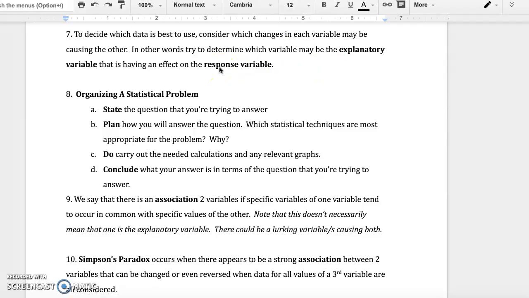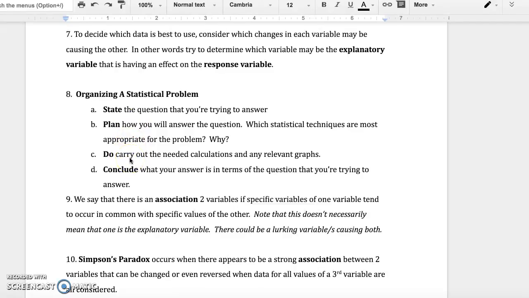To organize our problems throughout the year, we will use the state, plan, do, conclude method. This would let anybody else take your work, or if you're doing real work outside of the classroom, you would state the problem you're trying to answer, you'd show that the conditions are met and plan out what you're going to do and which calculations would be appropriate. You'd carry them out, and conclude means put that into words in terms of answering the question you stated. So this will come up throughout the year. So state, plan, do, conclude is an important thing to remember. The way we plan and do a problem will change depending on what we're studying, but that will be an important thing to know.